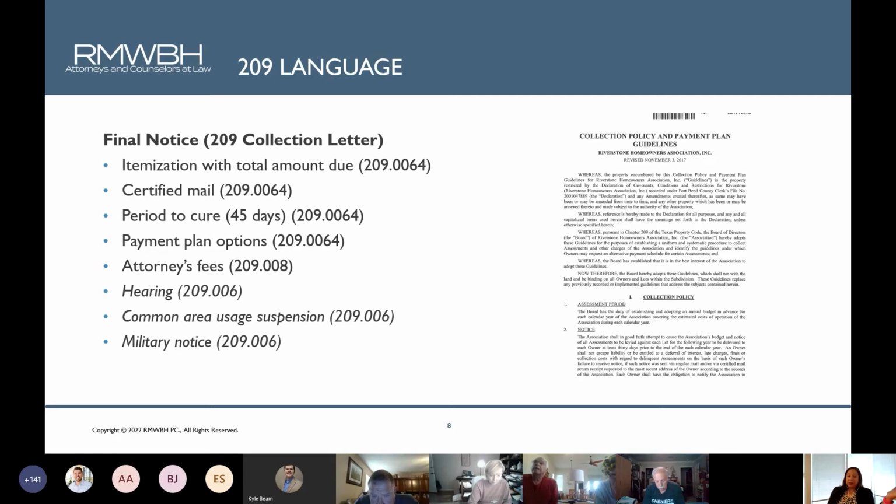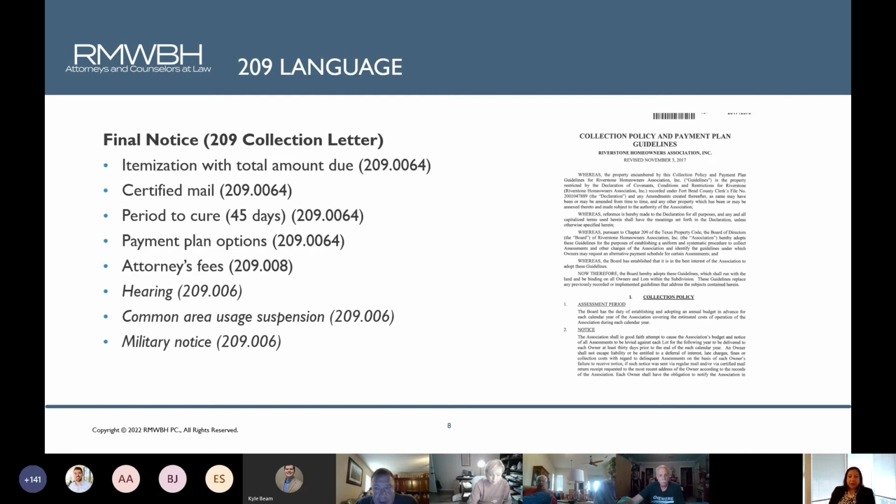For many years, and I touched on this at the beginning, associations were required to send 209 letters that are really related to the enforcement of a deed restriction or a compliance issue. This is a different letter. So let's dig into what is different about it.